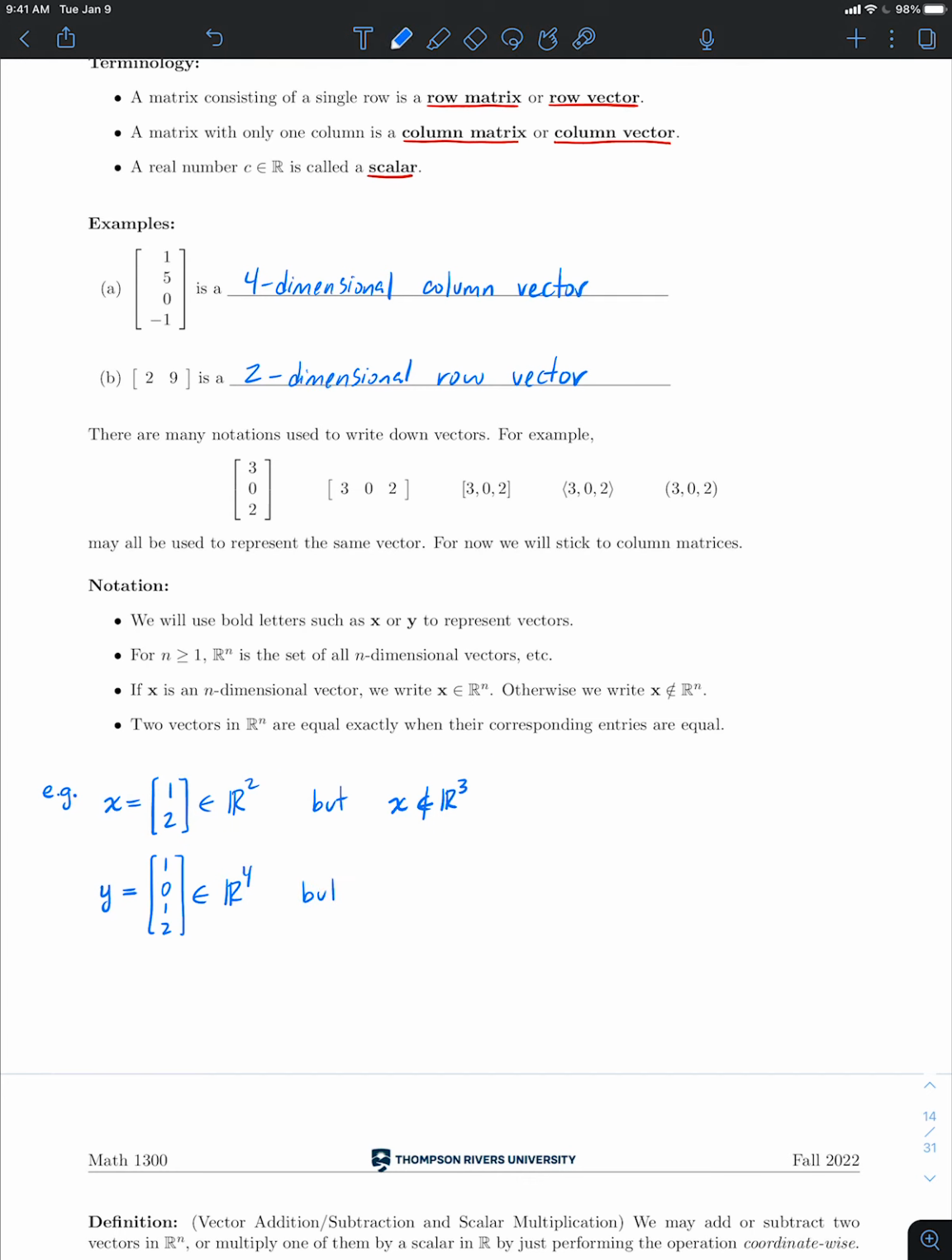And then similarly with y, I can say, for example, that y does not belong to R7. Why not? Because it doesn't have 7 coordinates. It's a 4-dimensional vector, not a 7-dimensional vector. That's all we're saying. Okay? And two vectors in Rn are equal. Well, when are they the same vector? If all of their coordinates are identical. That's the only case where two vectors are considered to be the same vector. If even a single one of their coordinates differs, then they're different vectors. That's all there is to it.